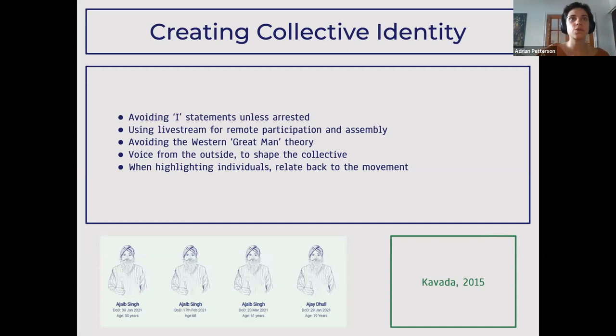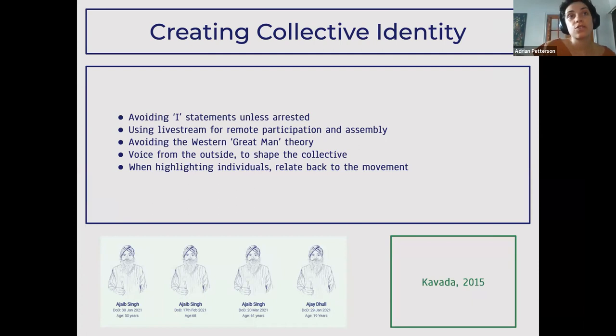So it's creating this sort of voice from nowhere as if the entire movement is speaking together. If there's an opinion or a message being stated, it was never coming from an individual. It was always coming from the movement as a whole. It was very much we, us. But of course, if somebody gets arrested, you want to use I statements so that person can get bail assistance, can get help from leaders in the movement.